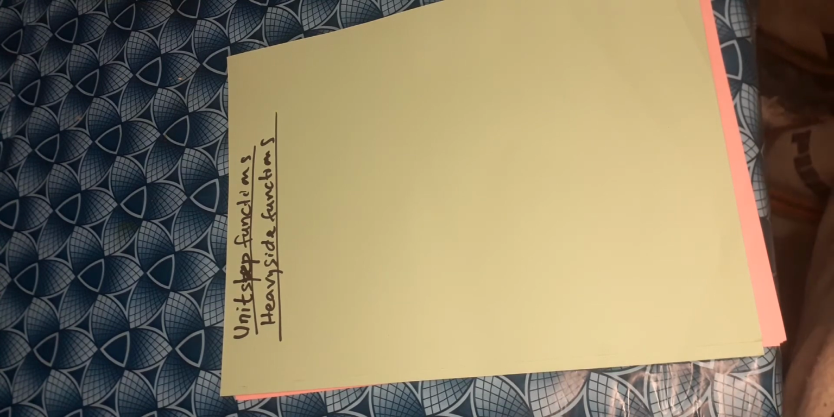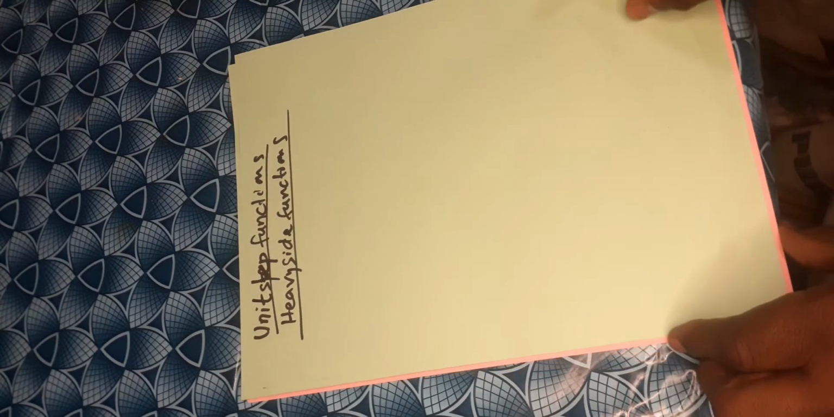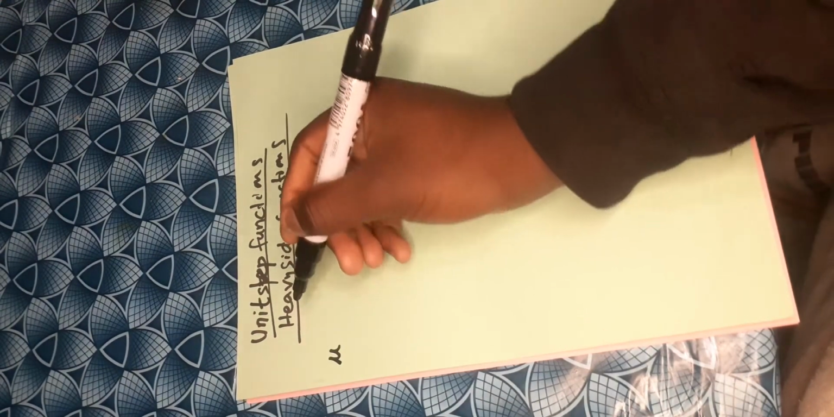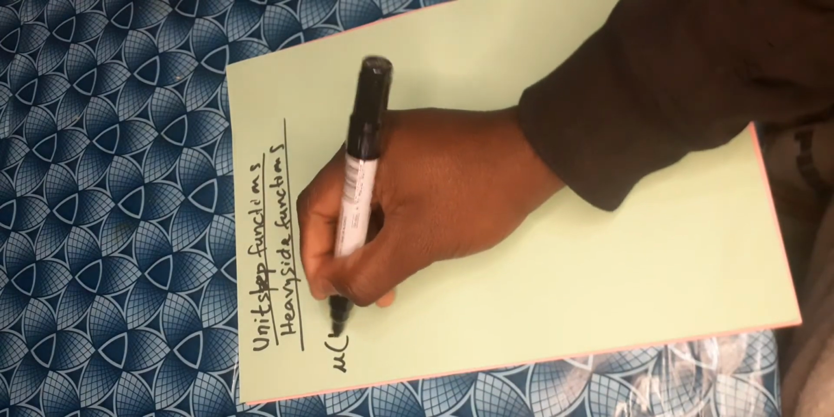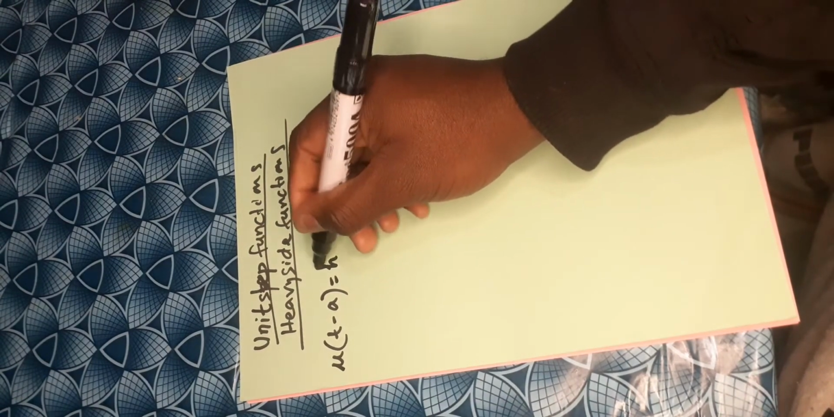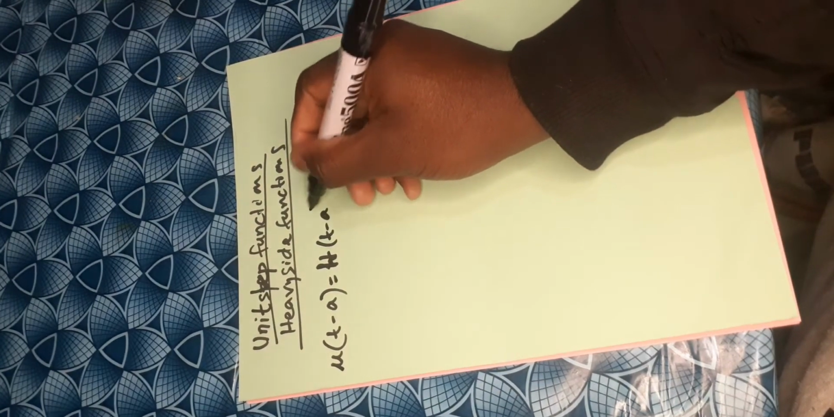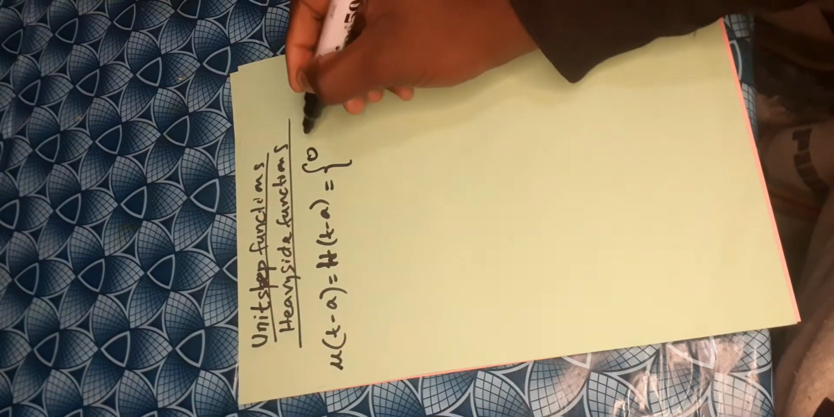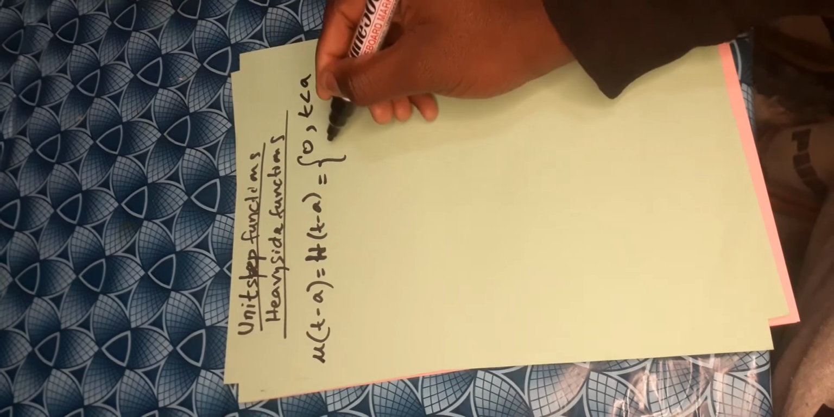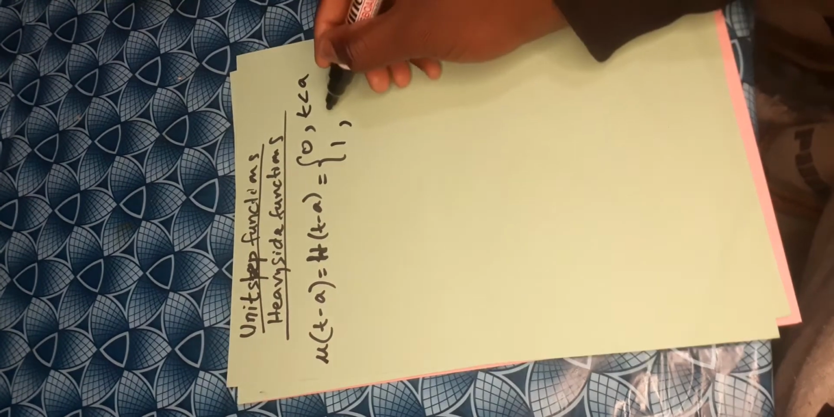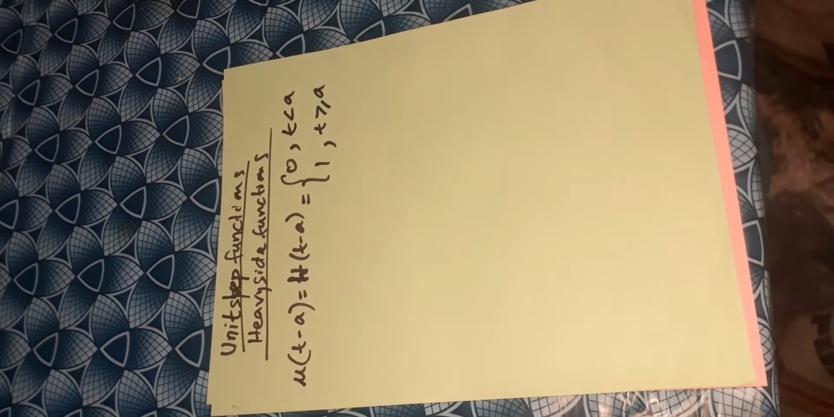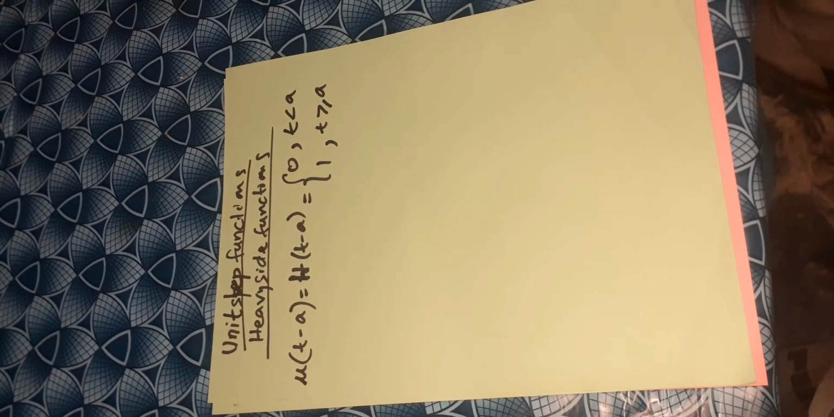Okay, unit step function. It's written u of t minus a, or you can also write it as capital H of t minus a, all right? And this is defined as 0 when t is less than a, and 1 when t is greater or equal to a. This is not given to you in the formula sheet, so you have to know it, all right?